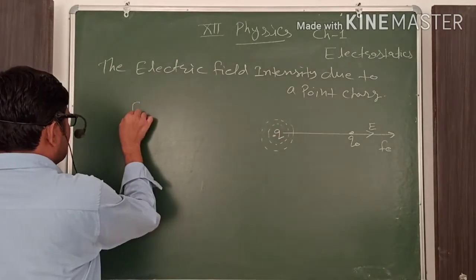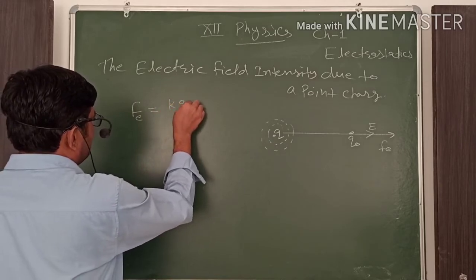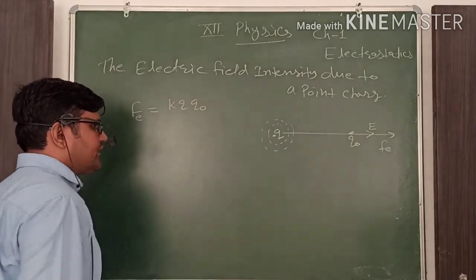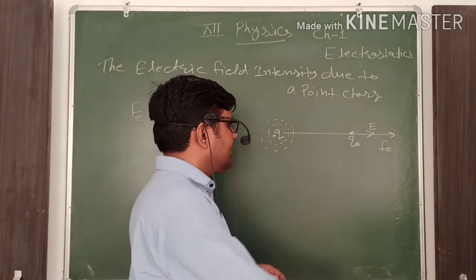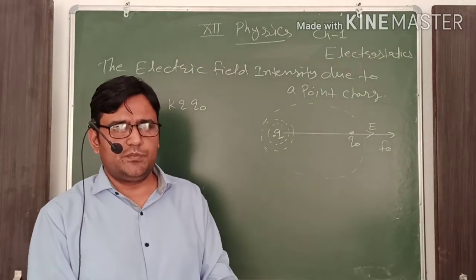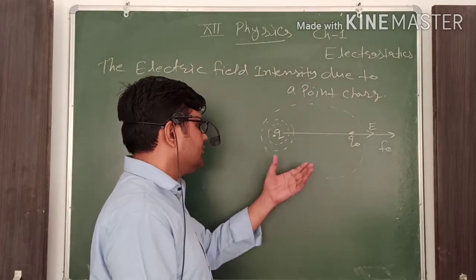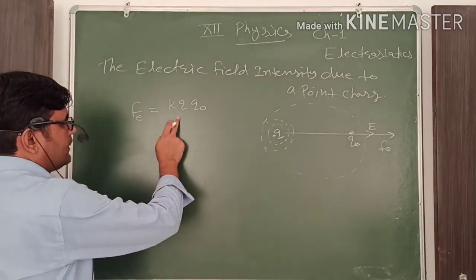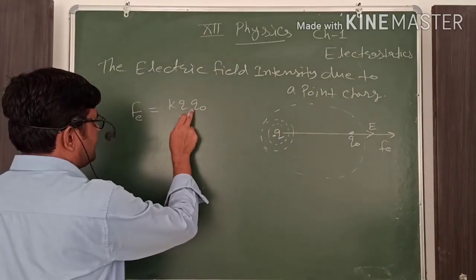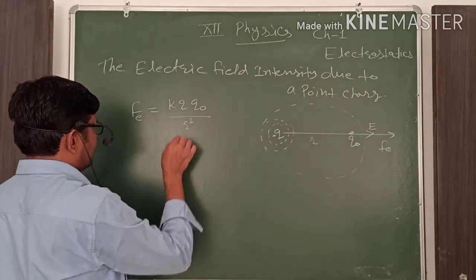Here the force, in terms of Coulomb's electrostatic force, is K Q1 Q2 over R square. In place of Q1 we are using Q, in place of Q2 we are using Q naught, the test charge. It is a system of two charges: one is the source charge Q, another is the test charge Q naught. Now we apply Coulomb's law between Q and Q naught to find the force between them. It is K Q Q naught upon R square, if the distance is R.